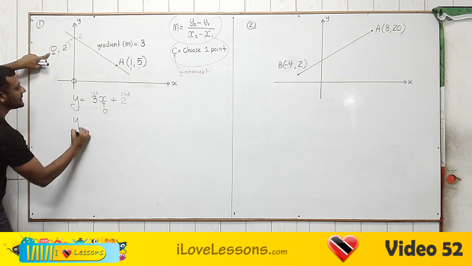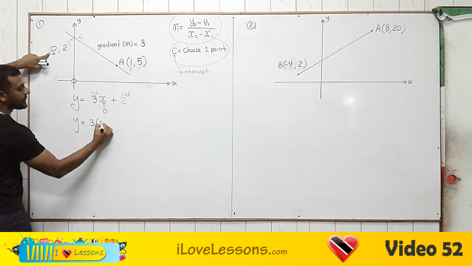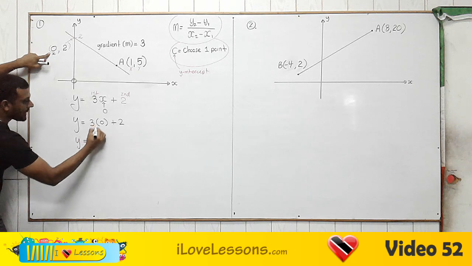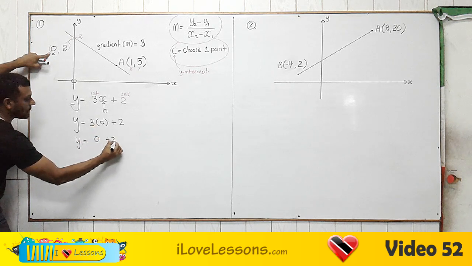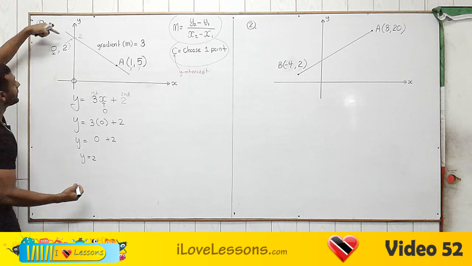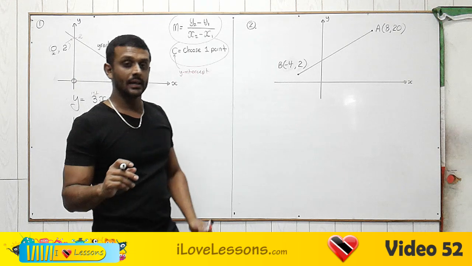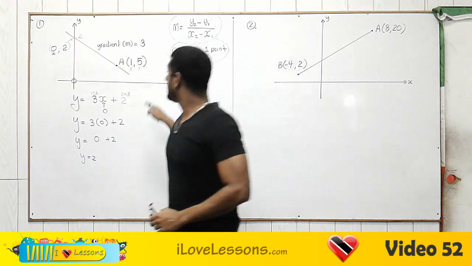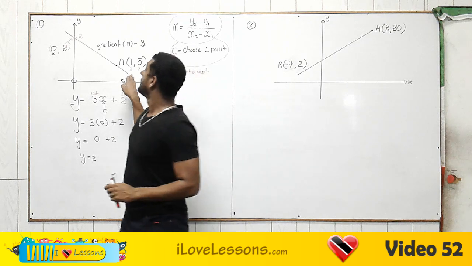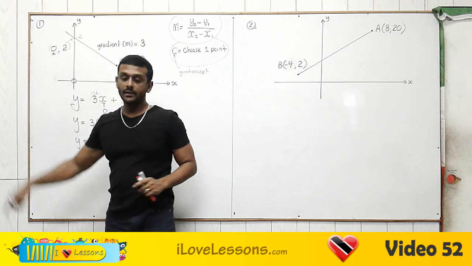And let's see what happens when we replace x with 0. Throw away the x and replace it with 0. Anything times 0 is 0. 0 plus 2 is 2. We got back the 2. So that's something worth noting. Anytime, any graph, whether it's a straight line or a curve, whenever it cuts the y-axis, x will always be 0.